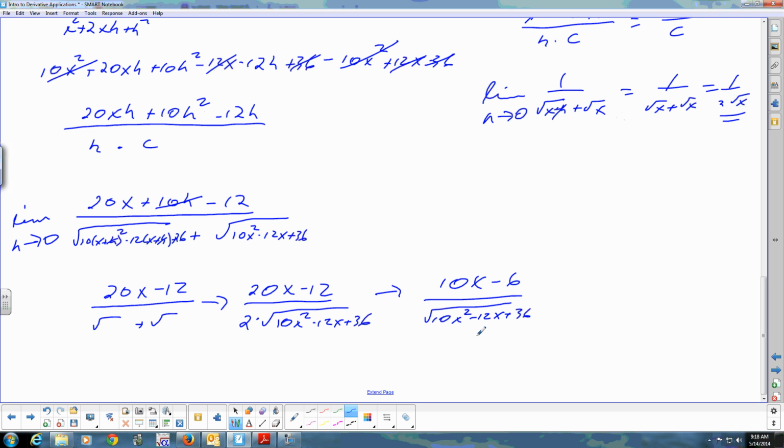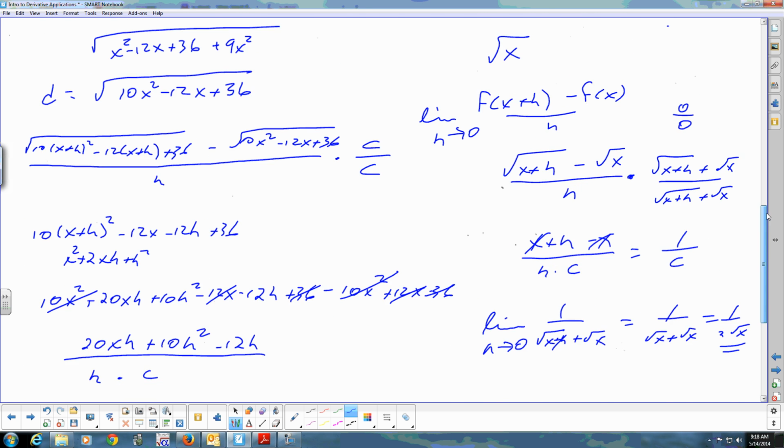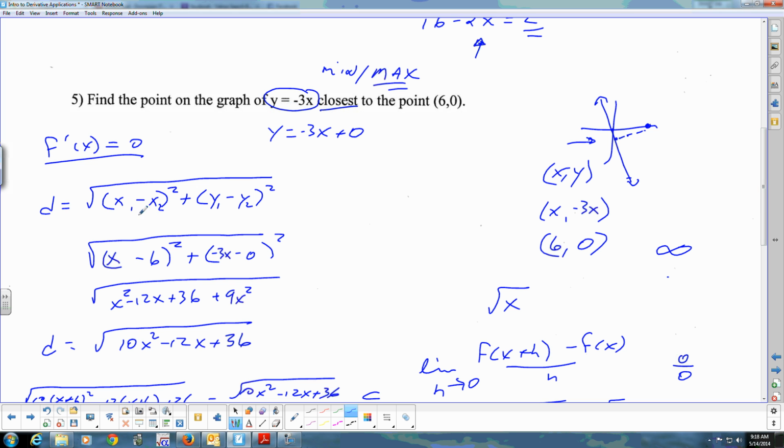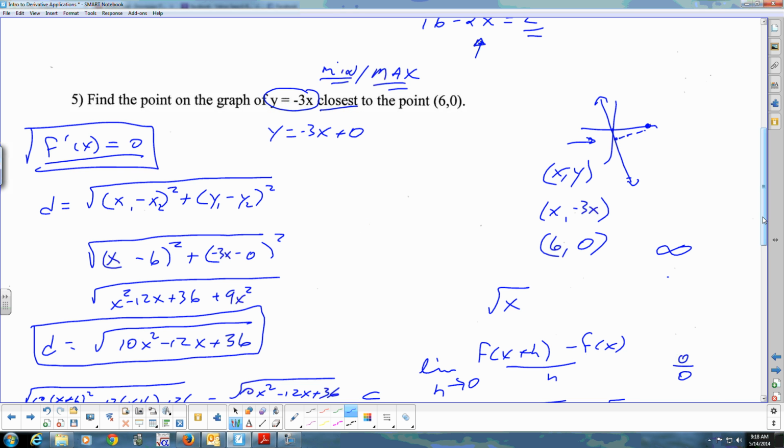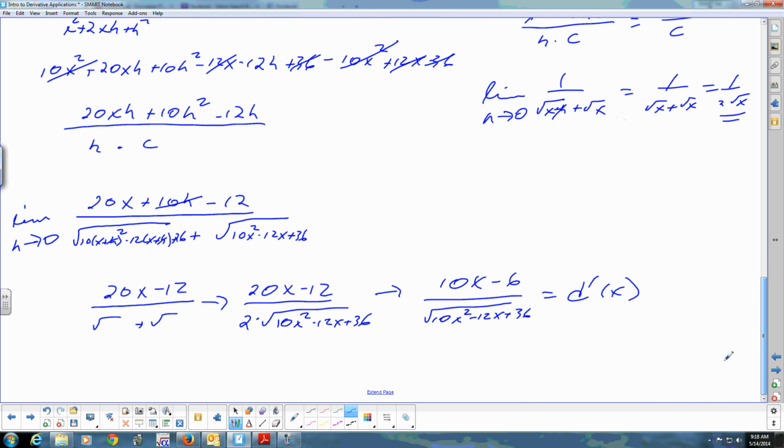Okay? Now, going back up, so that's the derivative. So that would be d prime of x. That's the derivative of the distance. Okay, that's the derivative of this thing. Okay, right here. It's a derivative of that. Okay, and what we said was we need to find the closest point. We need to find the minimum. So you take the derivative and you set it equal to 0. That's the derivative. I'm going to set it equal to 0.